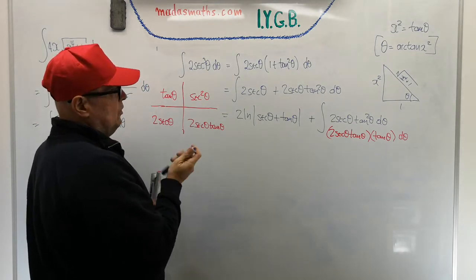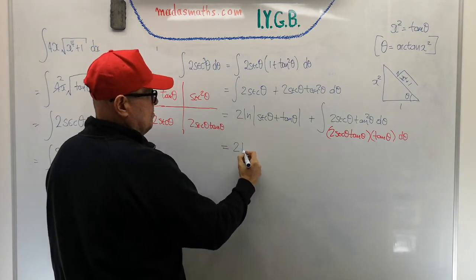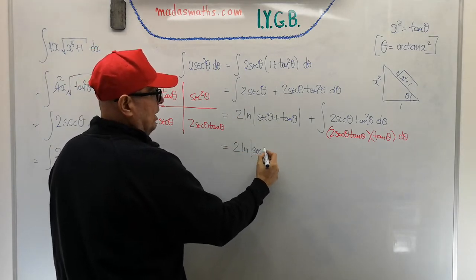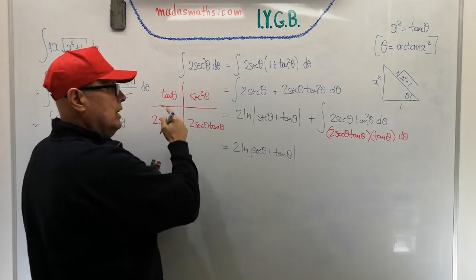So the answer now, going to the next line, is of course exactly the same thing here. I'm just merely recopying it. Sec theta plus the tan of theta. I'm going to get out of the way to see the grid.